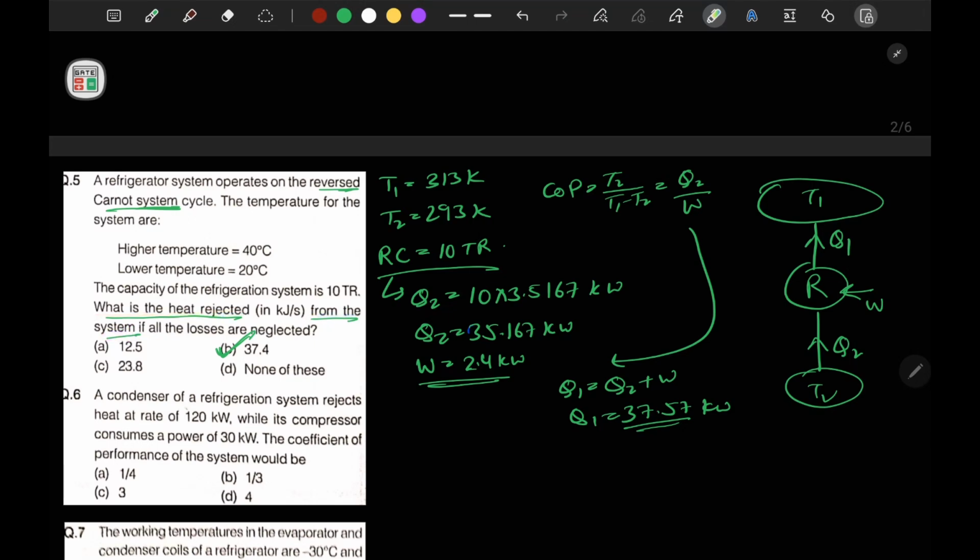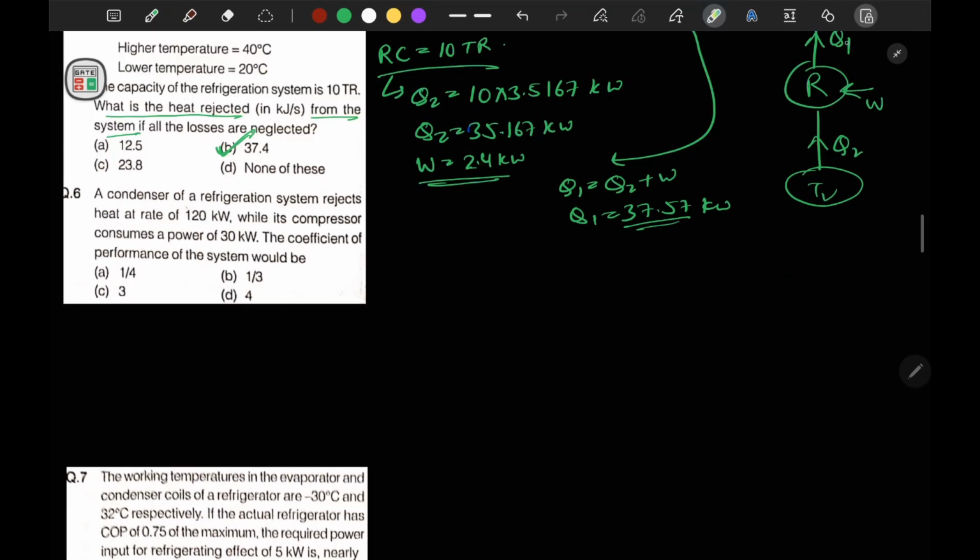Now it is asked what is the heat rejected from the system. So heat rejected from the system is our Q1. So we can get Q1 is equal to Q2 plus W, so this turns out to be 37.57. So 37.4 is the nearest option. So this is our correct answer. Okay, now we will move to the next question.